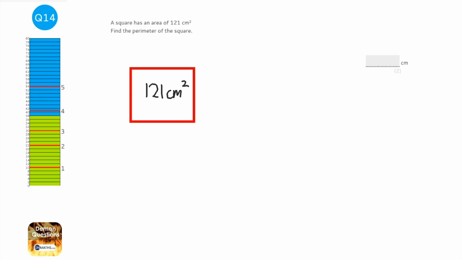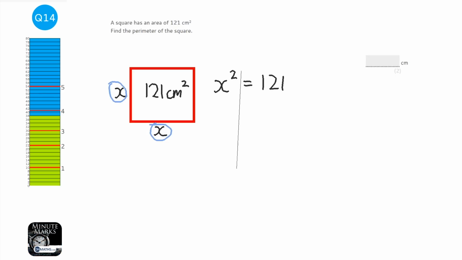Okay, so I know it's a square, so therefore the width, or the base, and the height will be exactly the same. Okay, and I know to find area, I do this one times this one. So I know that x times x, or x squared, equals 121. And if I put my lines in, then I can square root both sides, and so x is 11.